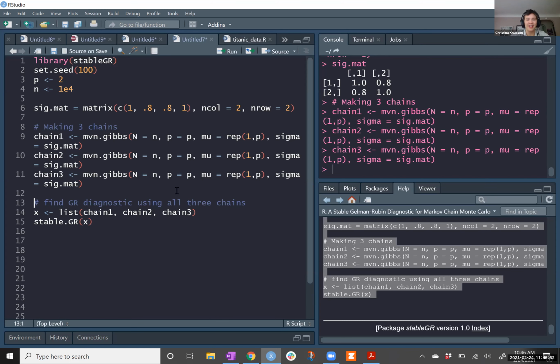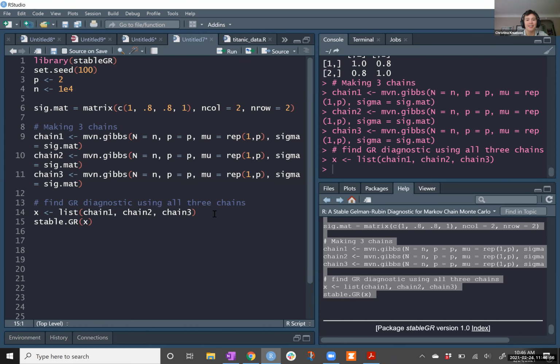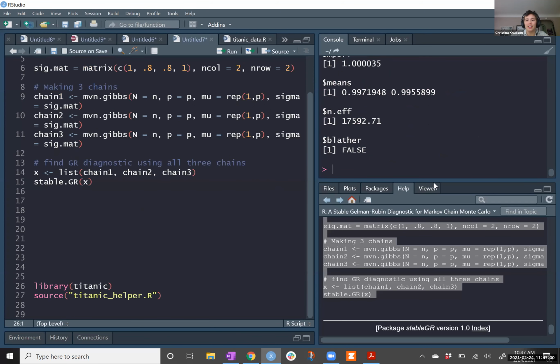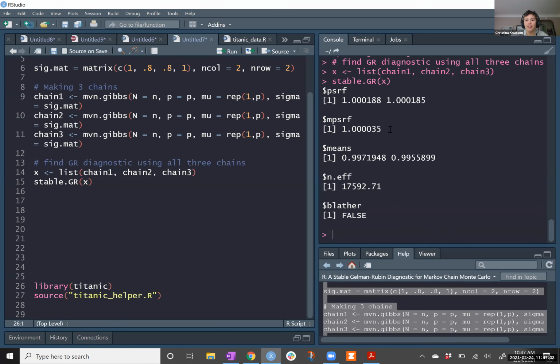Okay, finally. Okay, so we ran our chains. There are our chains, put them in a list, and put them into stable.gr. And then here's what it outputs. Tells you the PSRF, or the R hat. So here's the R hat for the first component. Here's the R hat for the second component.